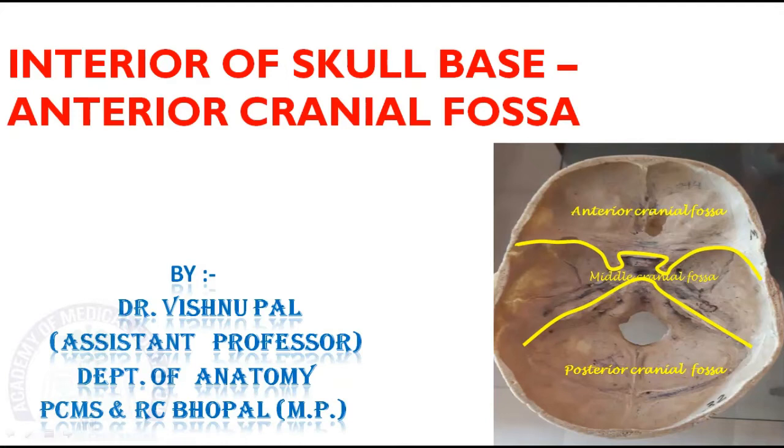So the structures which are present anterior to the anterior demarcated line, that we call the anterior cranial fossa. Just posterior to the anterior demarcated line and anterior to the posterior demarcated line, that we call the middle cranial fossa. And just posterior to the posterior demarcated line, that we call the posterior cranial fossa.